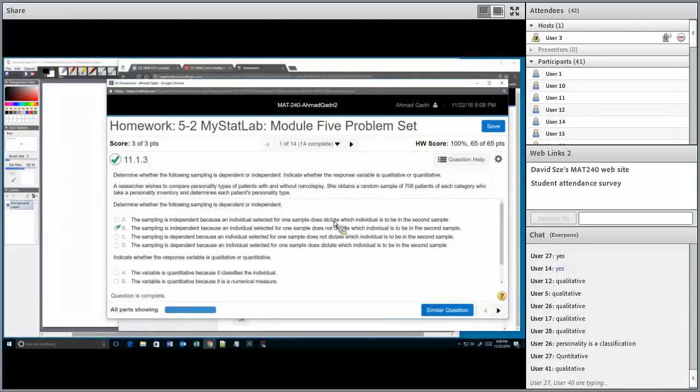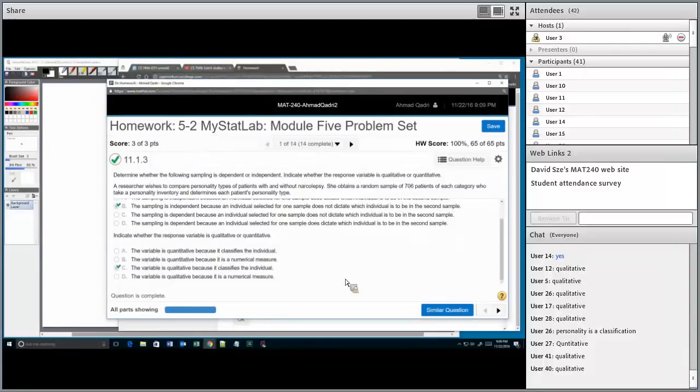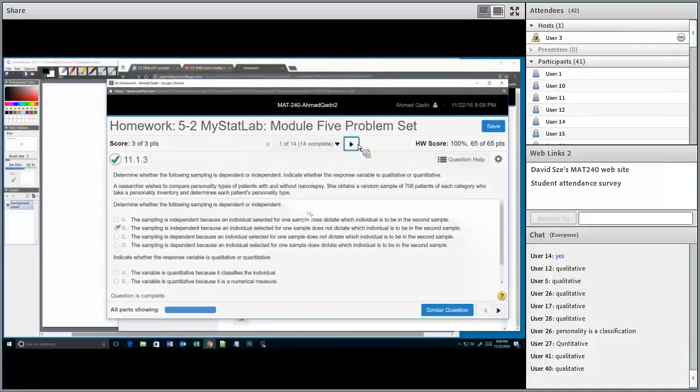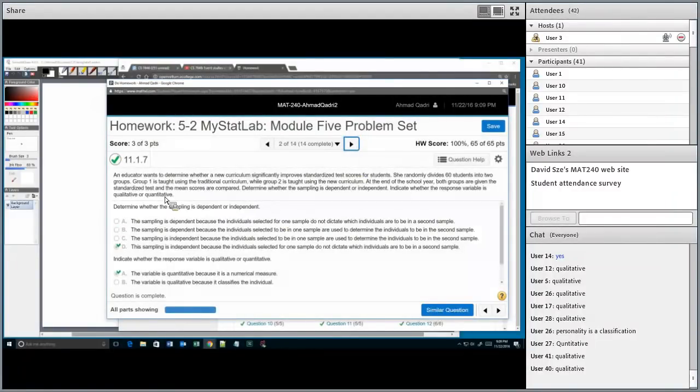So it is qualitative, right? There are only two kinds of personality types considered here, and it's either a yes or a no. You cannot put a number to this, right? So this is qualitative. Very good. Okay, so I think this was a fairly straightforward question. The second is very much the same.